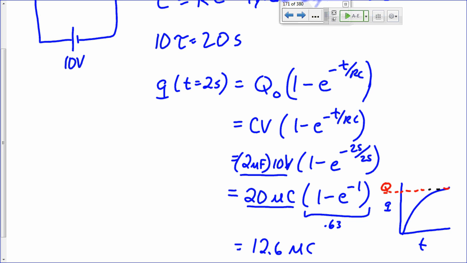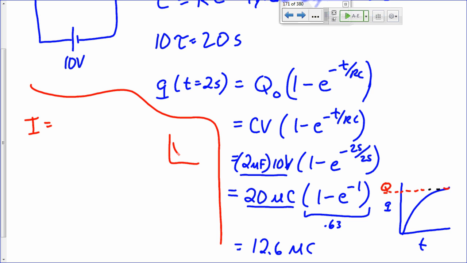So I might ask you to just sketch something out. I could also ask you, as it's charging, what is the current? And we know the current actually decreases, so the current looks like this. It starts out at some maximum value of V over R, and then it decreases. So it's equal to I max times e to the minus t over RC, where I max is V over R.